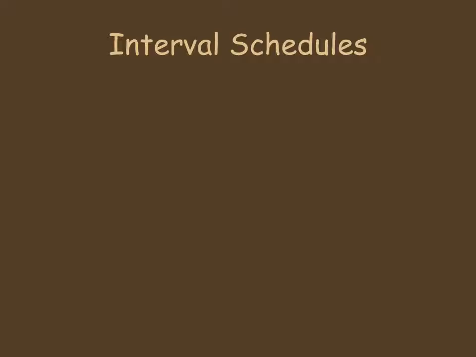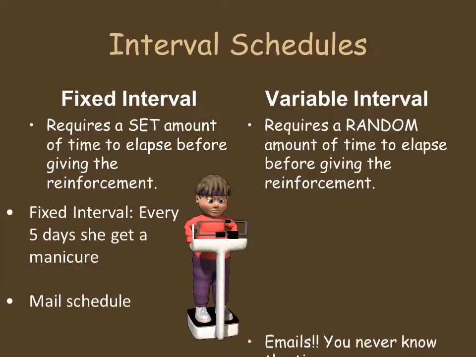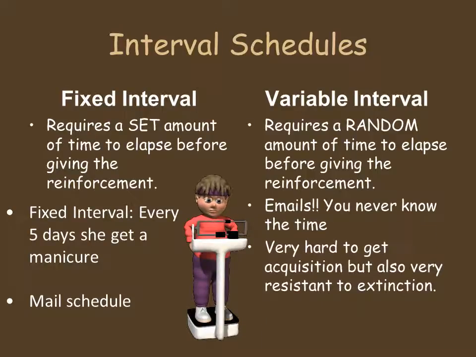Interval schedule then works on the fixed and variable interval as well. Remember, interval is the time. So fixed interval requires a set amount of time to elapse before giving a reinforcement. Fixed interval could be every 5 days you get a manicure. You're rewarding yourself, you're basing it not so much on the poundage of how much you're losing, but on the time that's occurring. Right, with the mail schedule, you know that every day at 3 o'clock you get mail.